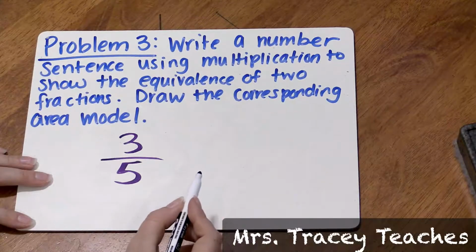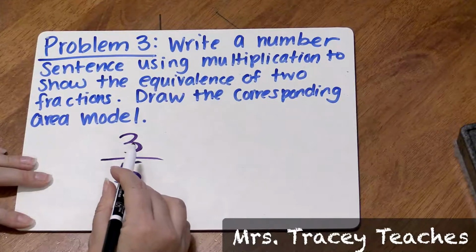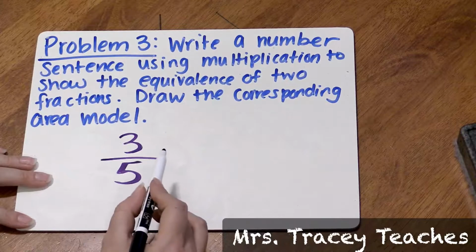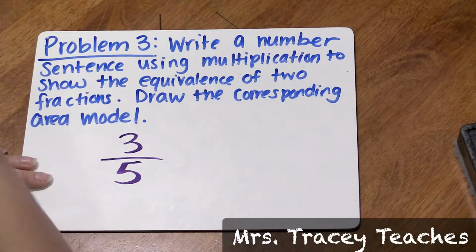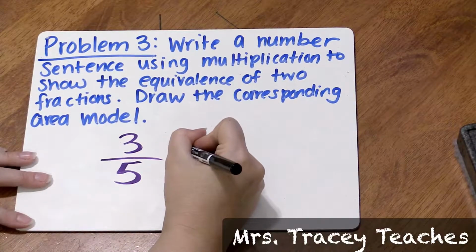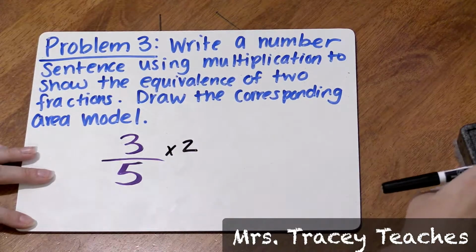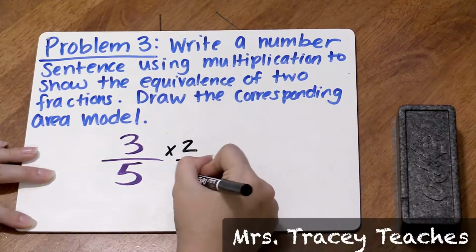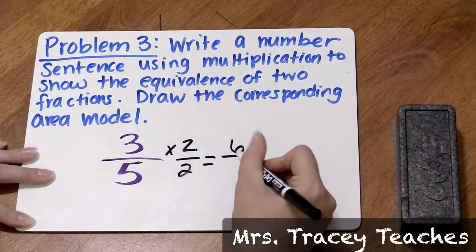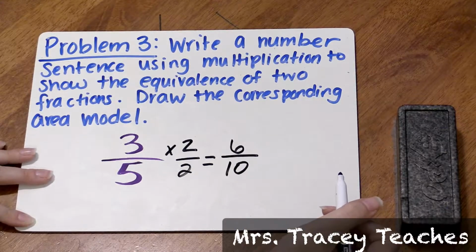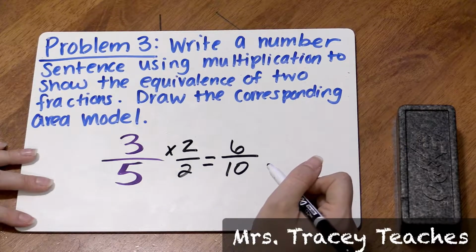Well, to do that, we either double, triple, or quadruple the numerator and the denominator. So you multiply the numerator and the denominator by the same number. So we're going to find an equivalent fraction to 3/5 starting by multiplying by 2. So I'm going to multiply the bottom and the top by 2. And that will equal 3 times 2 is 6, and 5 times 2 is 10. So I know 3/5 is equal to 6/10.